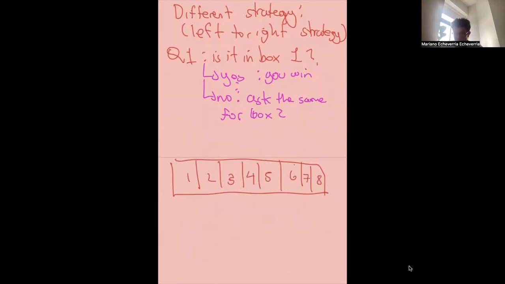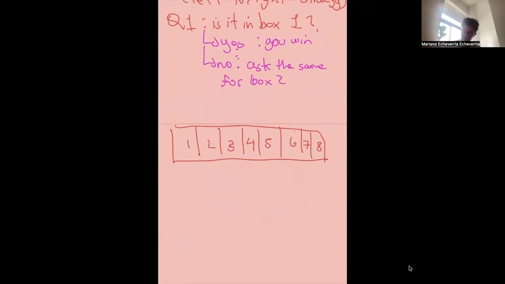But again, you could win on the first time, you could win on the second time, and so on. But if you keep losing, then once you get to the 7th box, if it's a yes, you win, and if it's a no, you also know for sure that it has to be in the last one, right? So with this left to right strategy, you actually need at most n-1 questions. Is that making sense?